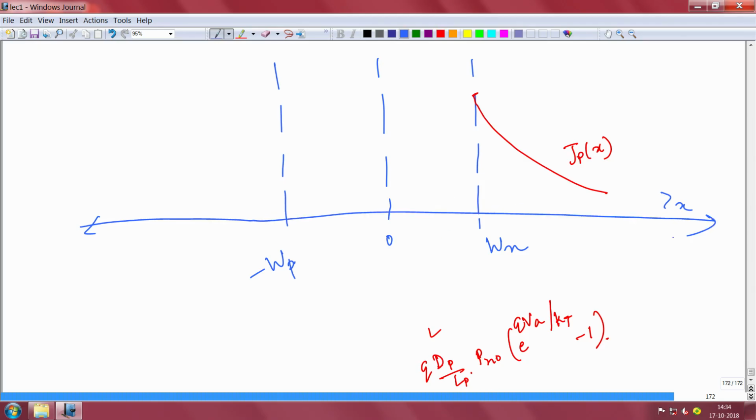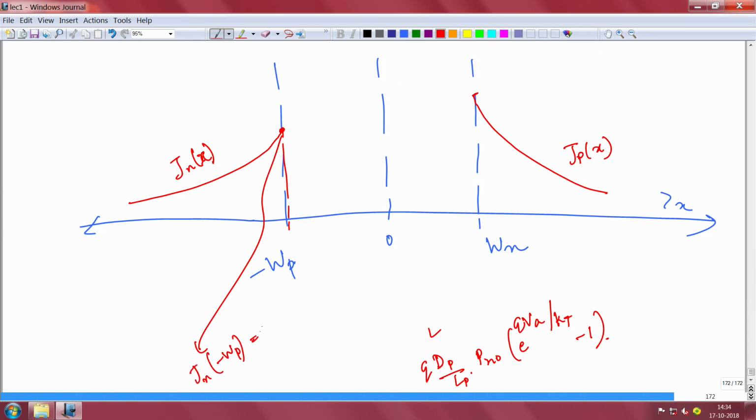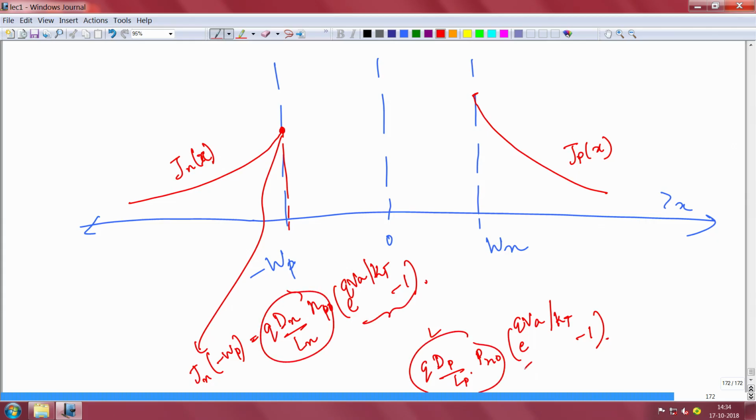Similarly, on the N side also your electrons will decay. At this point, sorry, electrons are on the P side, on the P side electrons are diffusing. So, that diffusion current also is dependent on x. At this point, the value of the diffusion current because of electrons at minus Wp is given by almost the same thing, q Dn by Ln, because electrons are diffusing this side, into Np0, which is the baseline, the background electron concentration, a minority, into e to the power qVa by kT minus 1, the same thing, okay, only this part changes, the exponential part remains the same.